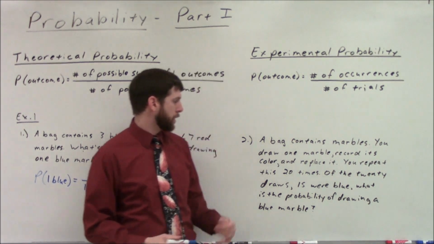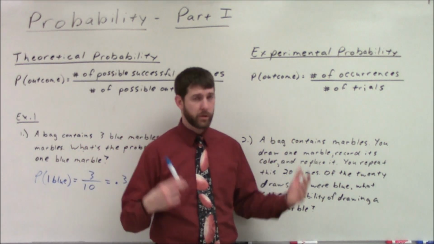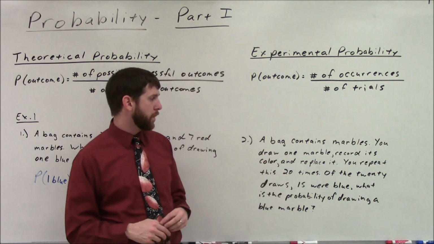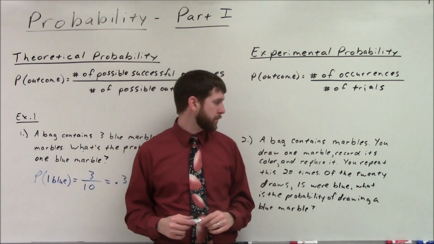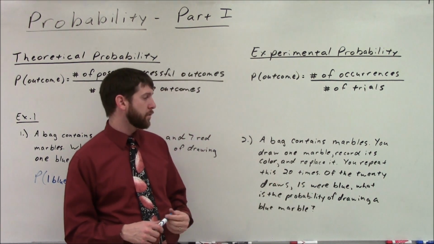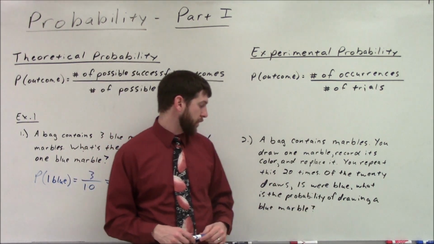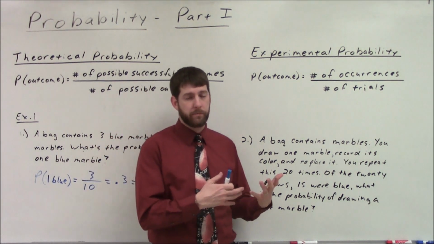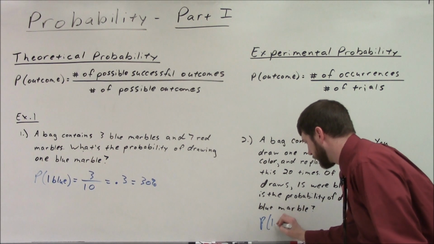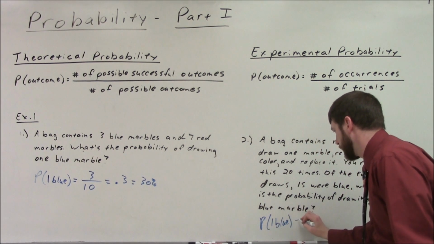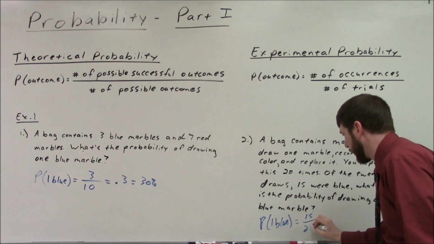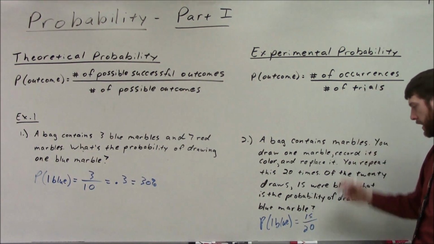So let's look at this one. Number 2 says a bag contains marbles. We don't know how many total, how many of each kind. We just know that there's marbles inside. You draw 1 marble, record its color, and then put the marble back. You repeat this 20 times, and of the 20 draws, 15 were blue. What's the probability of drawing a blue marble? Well, if we drew a blue marble 15 out of 20 times, we would say the probability of getting 1 blue marble is equal to 15 occurrences of a blue divided by 20 trials, 20 times we've drawn.